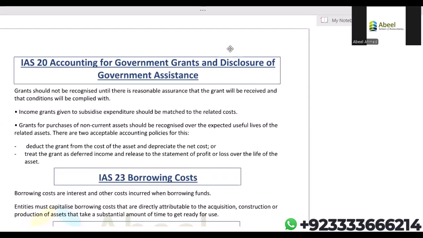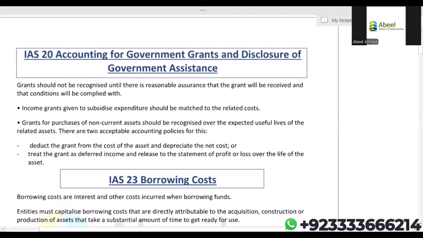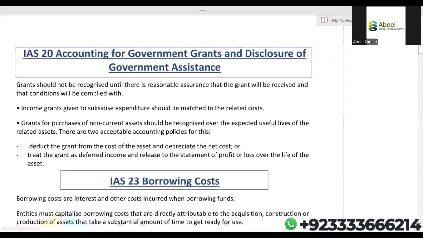Okay, students, anything else you want to ask, or should we start? Don't worry at all. When we start the discussion of past papers, the classes will become very interesting.